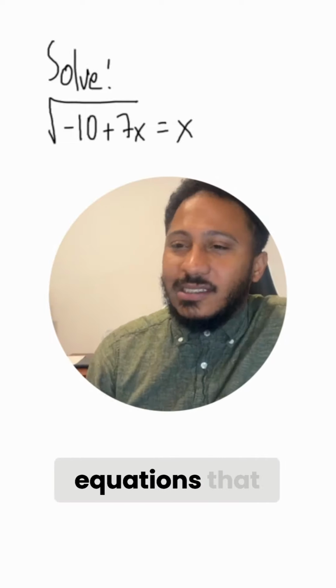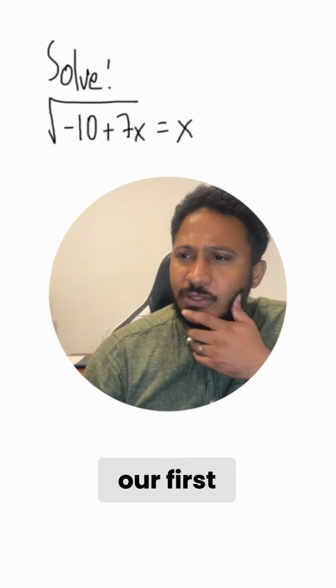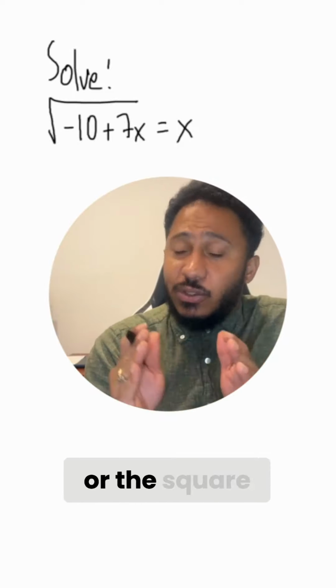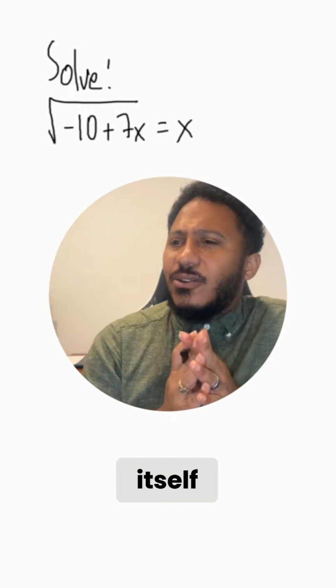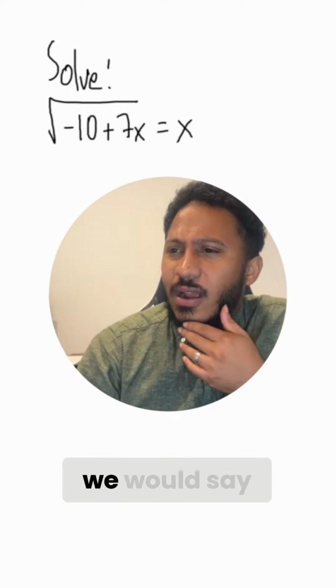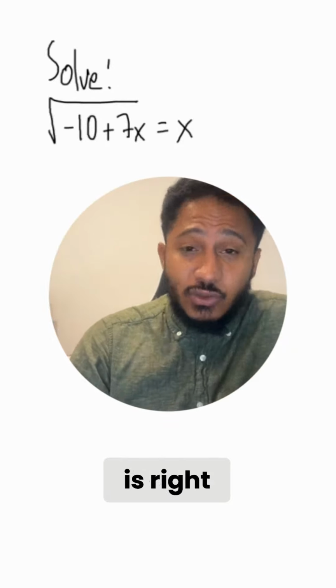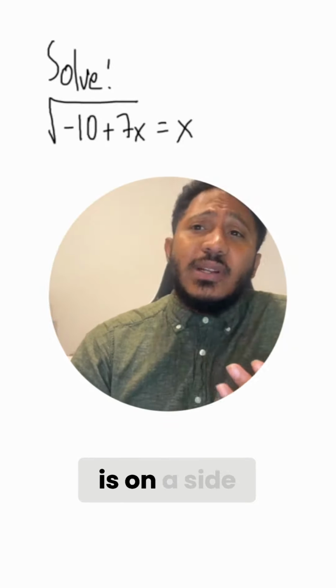So when solving equations that have radicals in them, our first step should be to try to get the radical on a side by itself, or the square root on a side by itself. In order to do that here, this radical is on one side and the equal sign is right between it and the other side. And so this radical is on a side by itself.